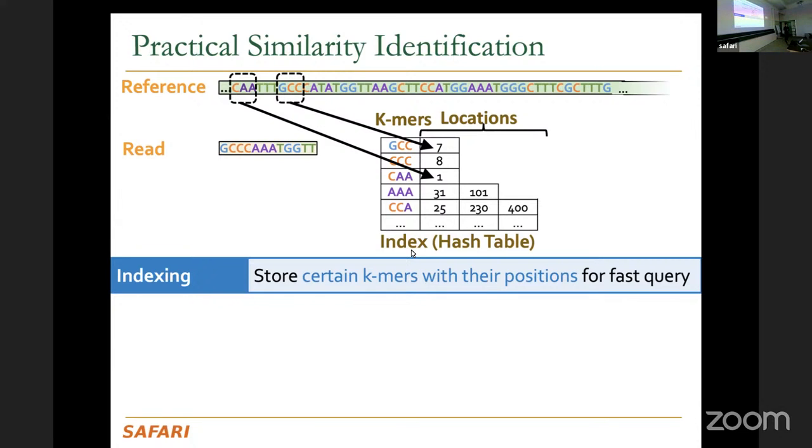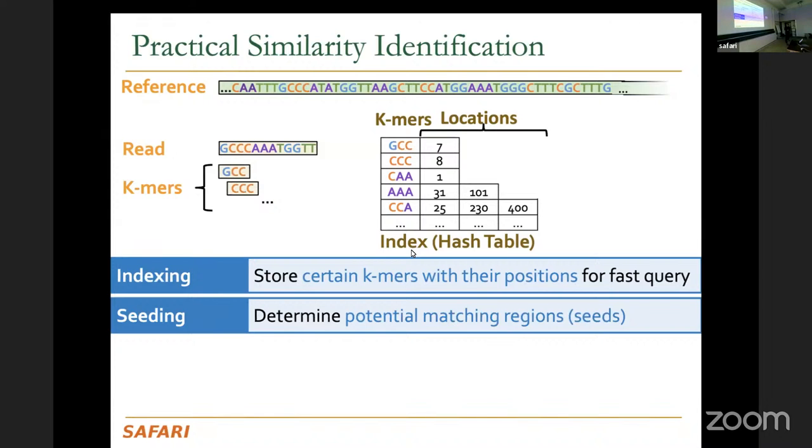This is usually an offline step. It is a one-time task that you do for each reference genome, and you use it many times later on. Later, when you want to map this read, meaning when you want to learn where it belongs in this entire reference genome, again you extract k-mers from this read, and then you query these k-mers in the hash table to determine whether they exist, and if so, where they are in the reference genome. This is called seeding.